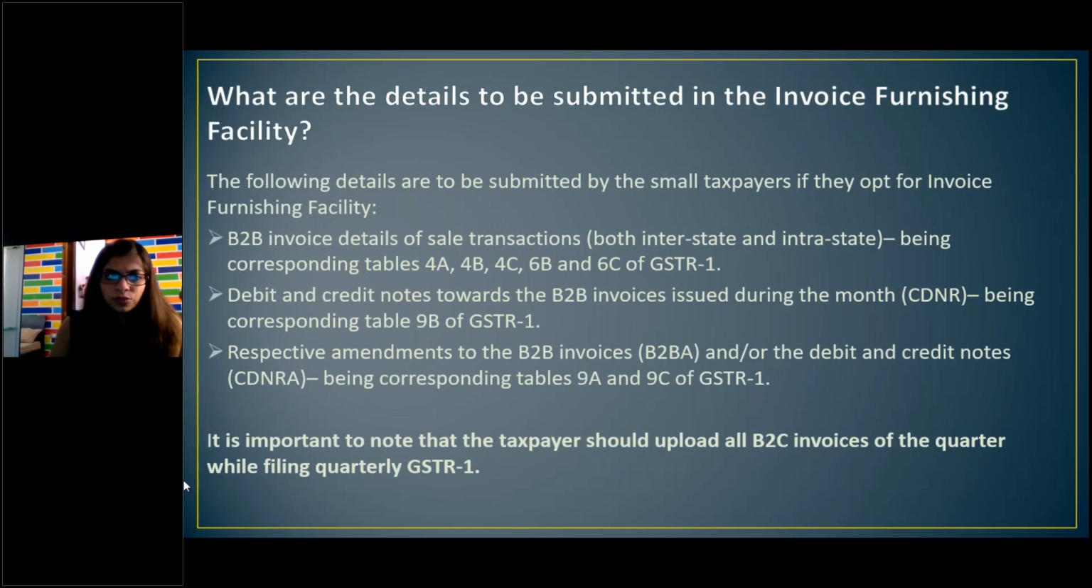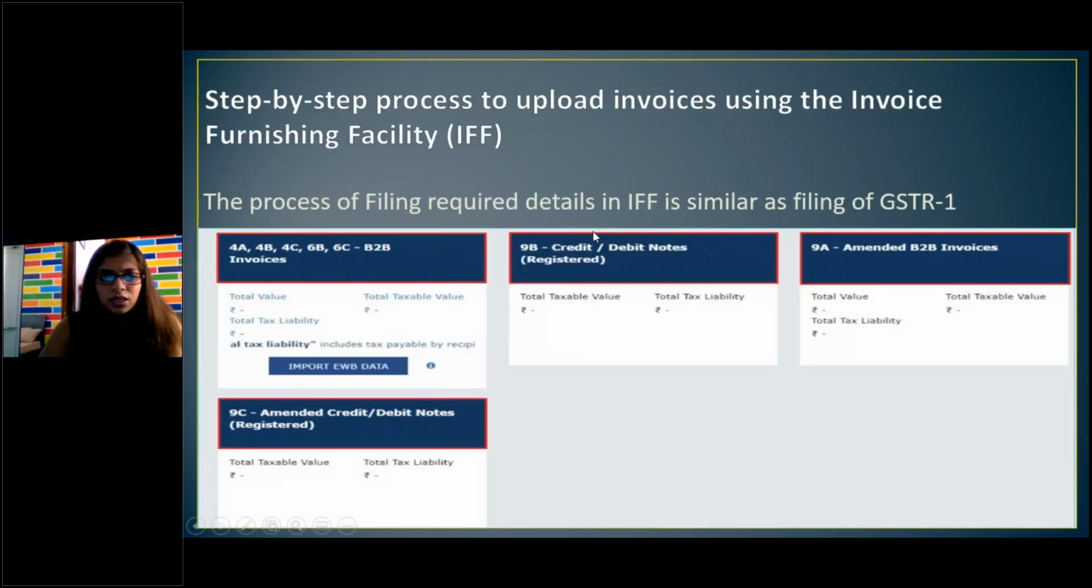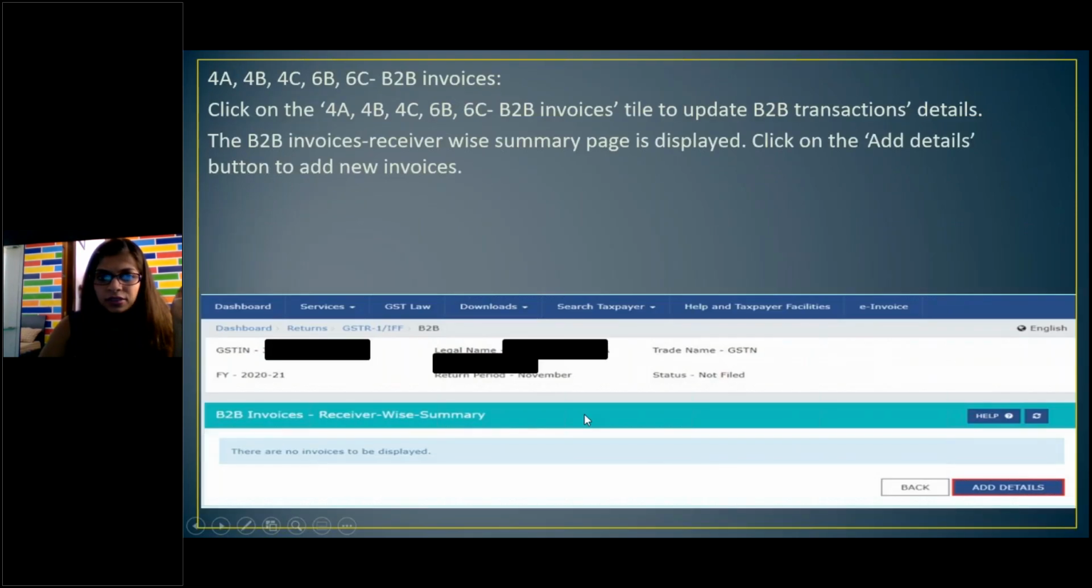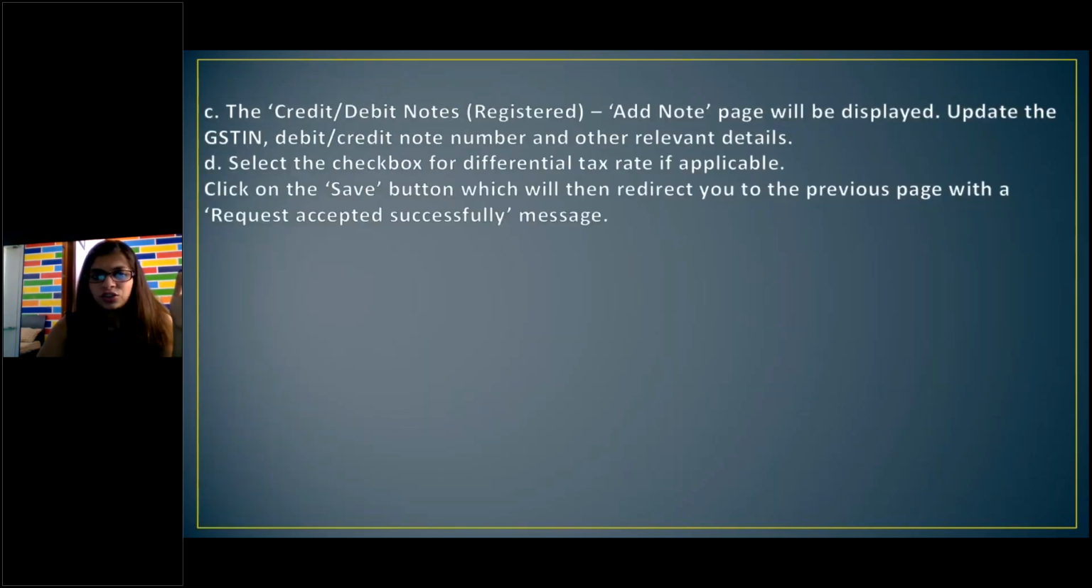Okay. So again, I can't show this to you practically because I am not into IFF. I am a monthly filer, so this option is not available to me. That is why I have given you a step-by-step guide on how you need to fill it. It has all the screenshots showing how you do it. Once you go into the IFF, if you are a quarterly filer, the process of filing required details in IFF is similar to filing of GSTR1. You will get these things visible to you and you can file it. Similar to what we have done, there is no difference. It's exactly similar. That is why I attached the screenshots to you.